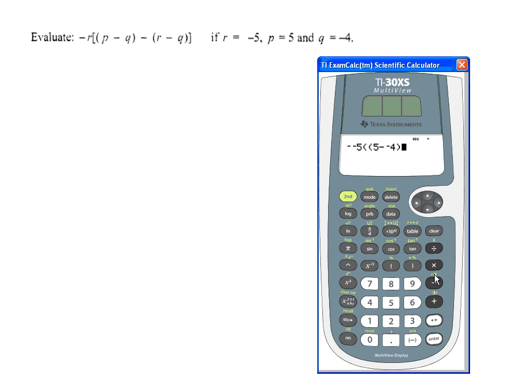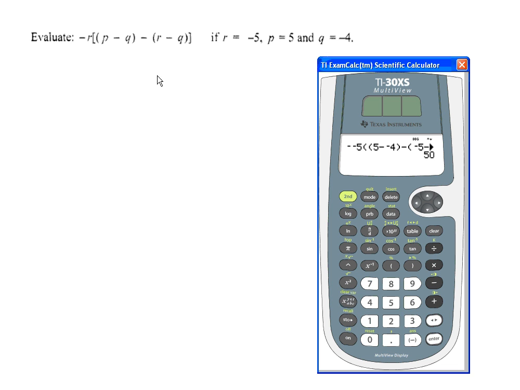And then a minus, parentheses, R is negative 5, minus Q is negative 4. And then here at the end, we close parentheses and close parentheses. There's two of them. So close parentheses, close parentheses. Now if you type this in exactly how that looked, then when you hit enter, you should get the right answer. And so coincidentally, our answer again is 50.